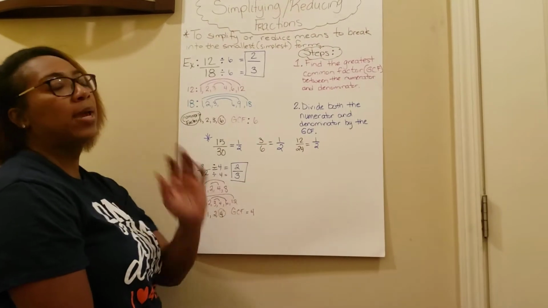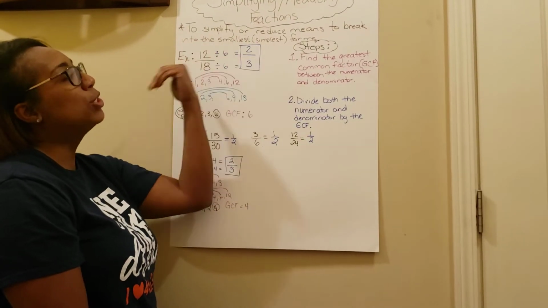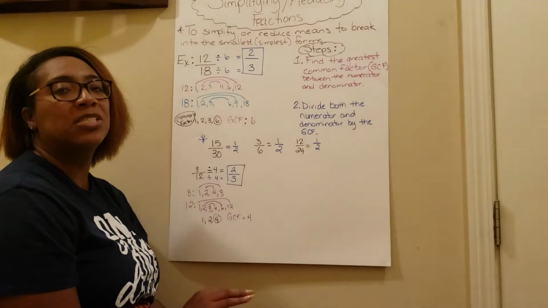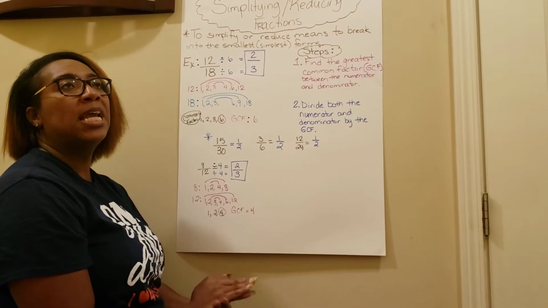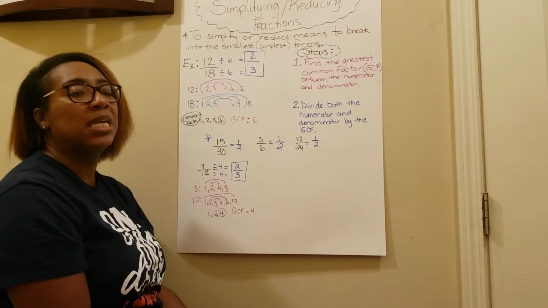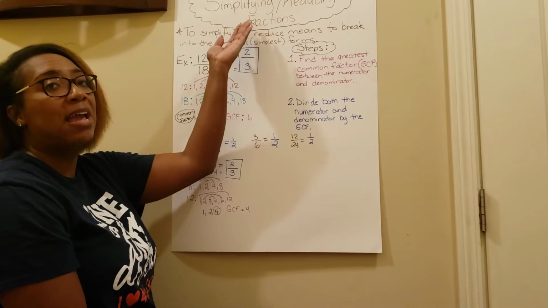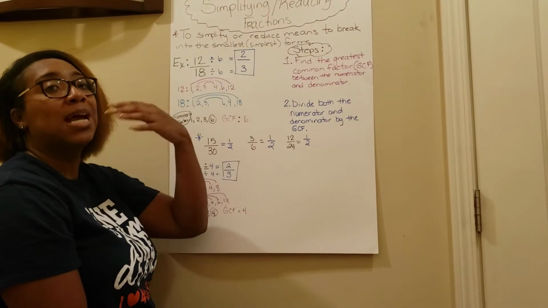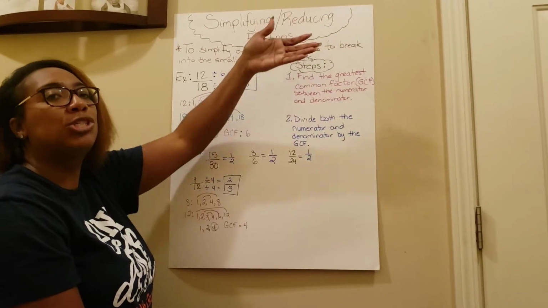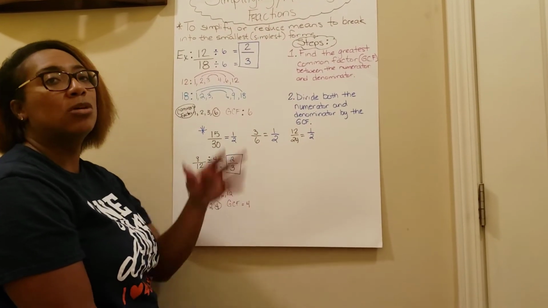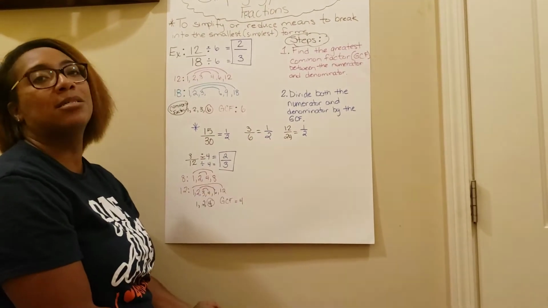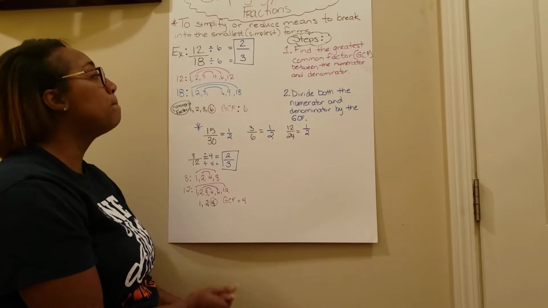So first, let's go over vocabulary. To simplify or reduce means to simply break the fraction down to its smallest or simplest form, okay? So we're taking a fraction and we're trying to break it down to the smallest possible form that we can get it into. That's what simplifying and reducing means. Sometimes you will hear "simplify the fraction" as your directions. Other times you may hear "reduce your fraction." So I'm just showing you both words. They mean the same thing, to break down to the simplest or smallest form, okay?